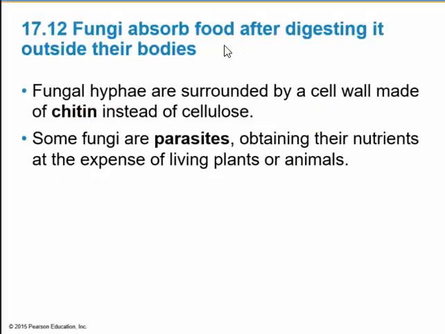Fungi have cell walls made of chitin. Remember, in plants, it's cellulose. Chitin is also found in the exoskeletons of arthropods, insects. So when you step on that bug, and it goes crunch, what you're crunching is the chitin.